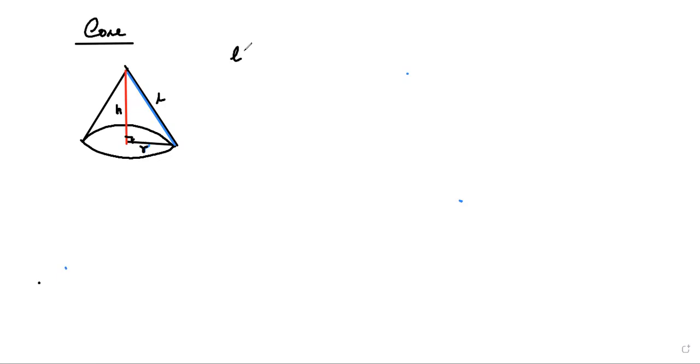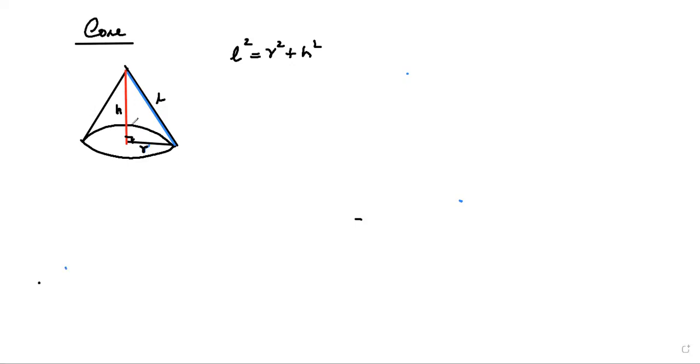So remember this formula, children. L square equals R square plus H square. Right, Pythagoras theorem. L, R, and H are the three sides of a right angle triangle. Naturally, the three sides of a right angle triangle satisfy the Pythagoras relation. Hence, L square equals R square plus H square.